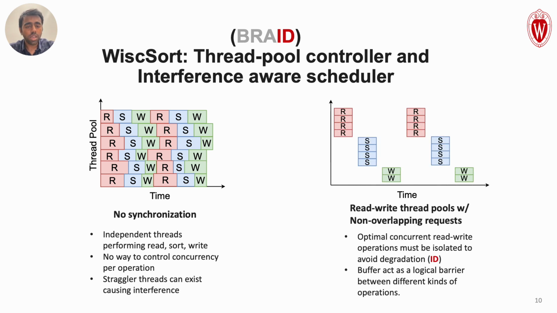Now, in our system, we use a thread pool controller to estimate the concurrency per operation by doing micro benchmarks beforehand, and we use an interference aware scheduler to make sure that the reads and writes are never overlapped at any given time. This will act as a good deterrent for interference effects, and in our case we use a buffer to act as a logical barrier between 2 different kinds of operations.